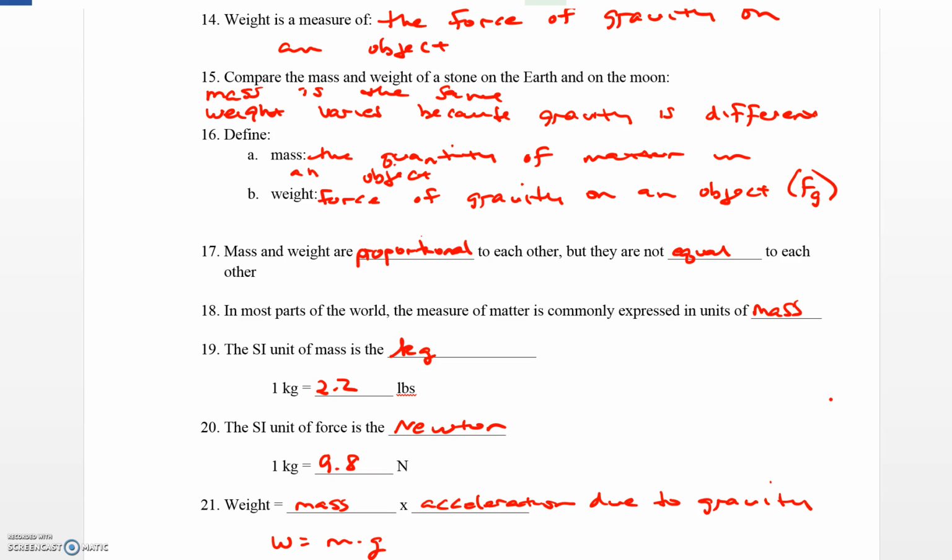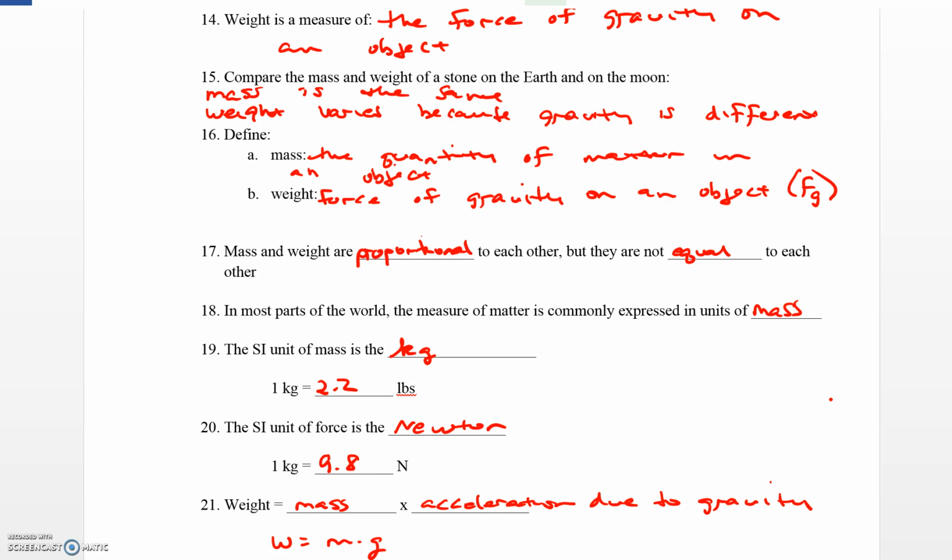18. In most parts of the world, the measure of matter is commonly expressed in the units of mass, and the SI unit for mass is kilograms. And if we know that 1 kilogram equals 2.2 pounds, we could do a conversion from kilograms to pounds or from pounds to kilograms. For number 20, it says the SI unit for force is, and that would be newtons. And we know that 1 kilogram equals 9.8 newtons. So again, we can do a conversion from kilograms to newtons or from newtons to kilograms.